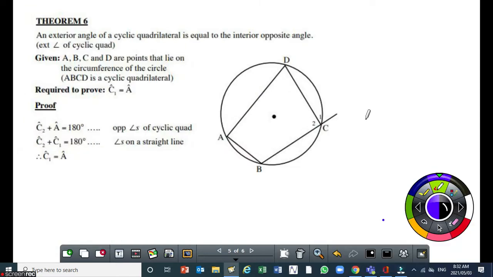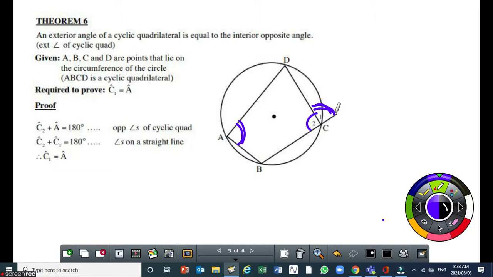An exterior angle of any cyclic quadrilateral is equal to an interior opposite angle. As you can see on this diagram, we have cyclic quadrilateral ABCD, but BC is produced such that we create this exterior angle. That exterior angle has been labeled as C1, and the interior angle is labeled as C2. Based on theorem 6, angle C2 plus angle A add up to 180 degrees from theorem 5. And angle A is an interior opposite angle to angle C1. Therefore, angle C1 is equal to angle A.